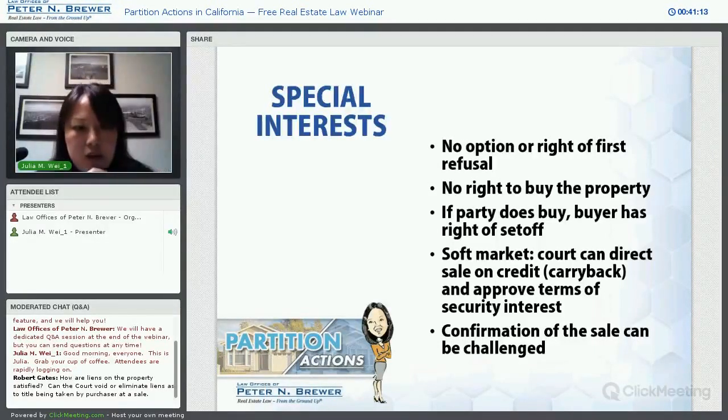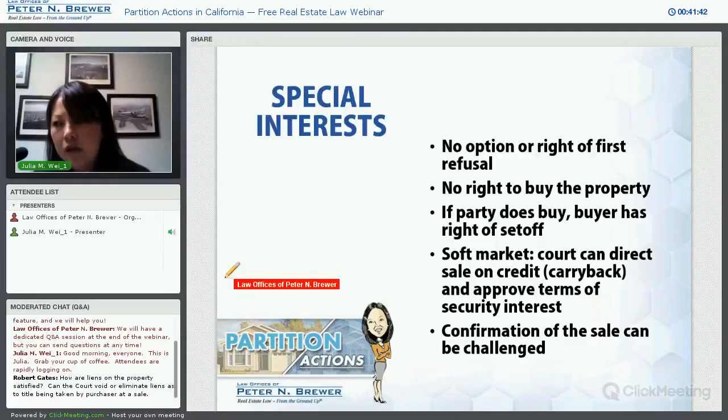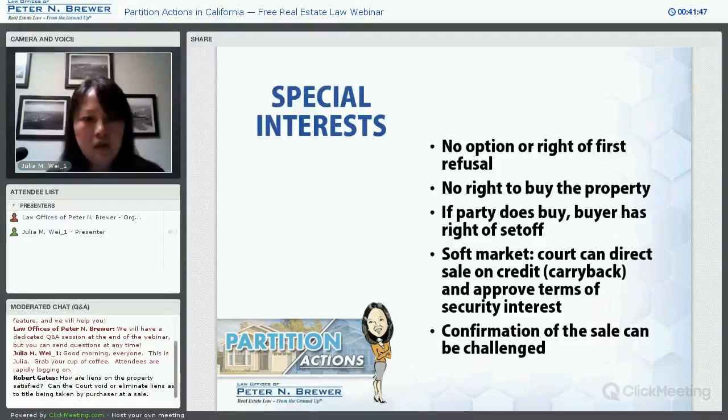Okay, so one question, how are liens on the property satisfied? Well, they should come off the top because the escrow officer will be getting payoff demands. Can the court void or eliminate liens as to title being taken by the purchaser at sale? This is a regular sale. It's not a foreclosure sale, so it doesn't wipe out junior liens or anything like that. I think in that respect it's the same as a conventional sale. Everybody needs to be paid off, and it needs to be sold free and clear or the buyer's lender won't close.